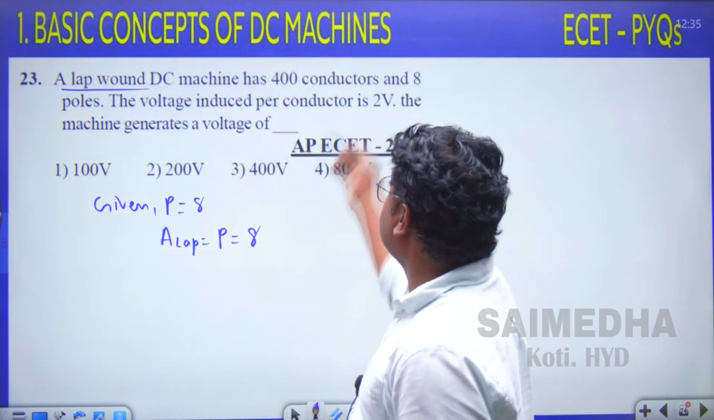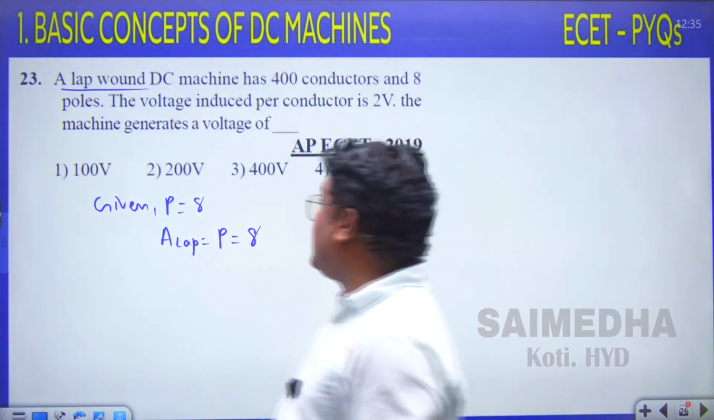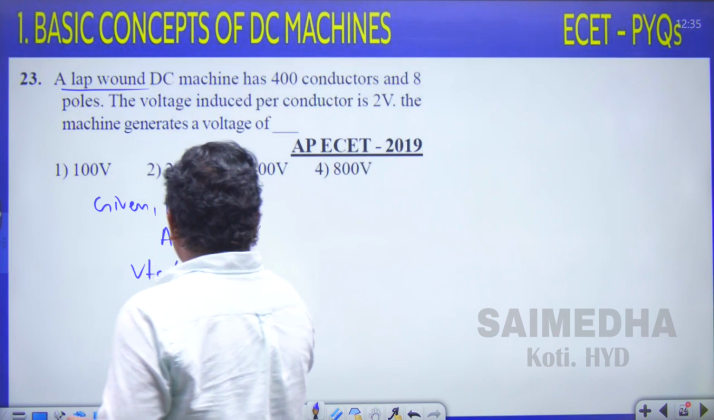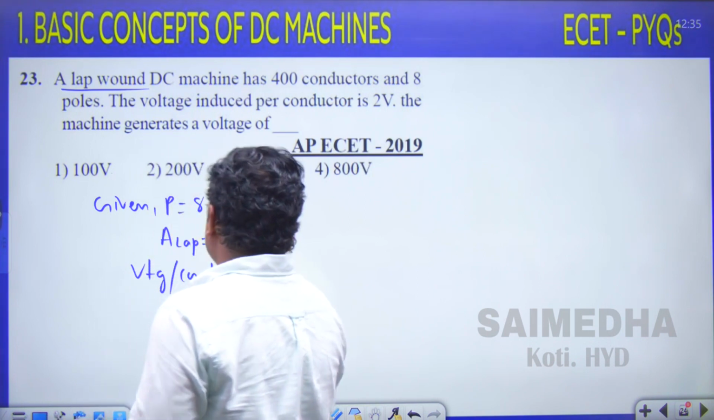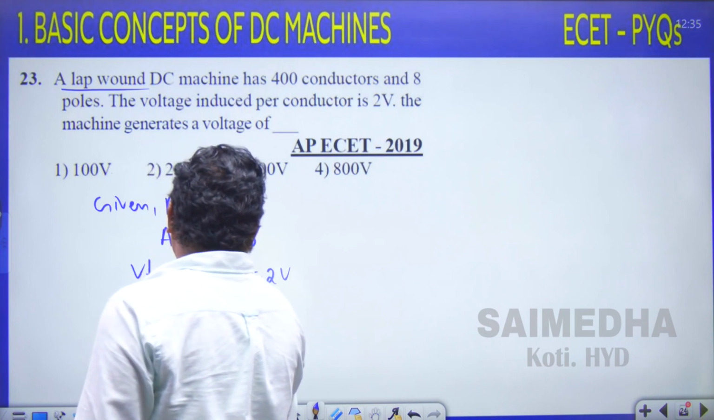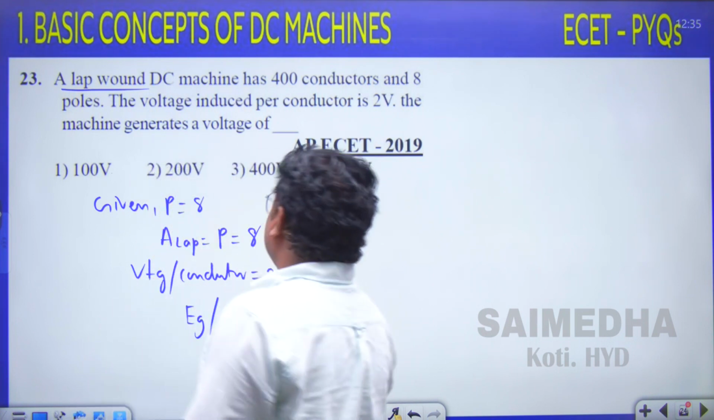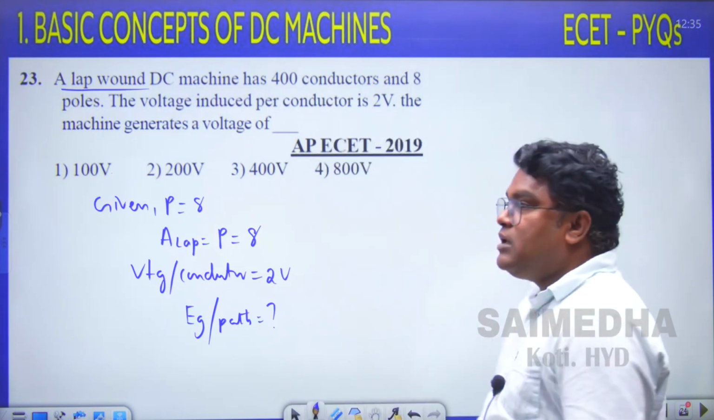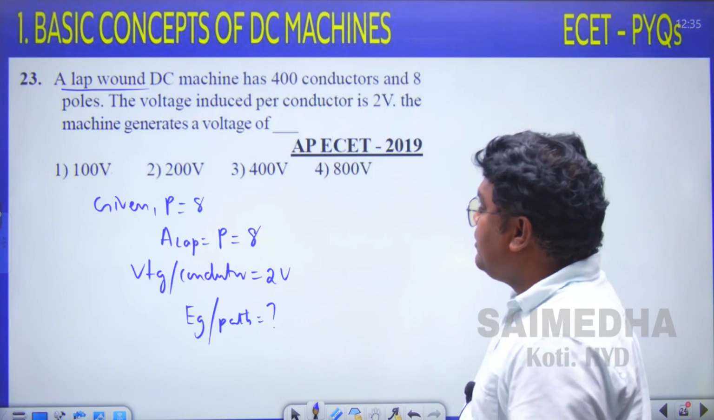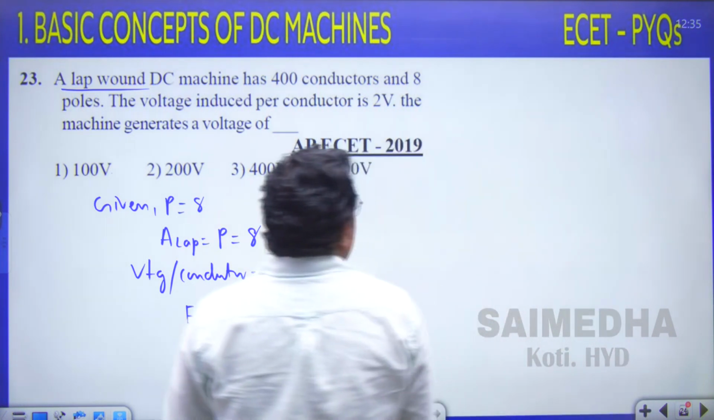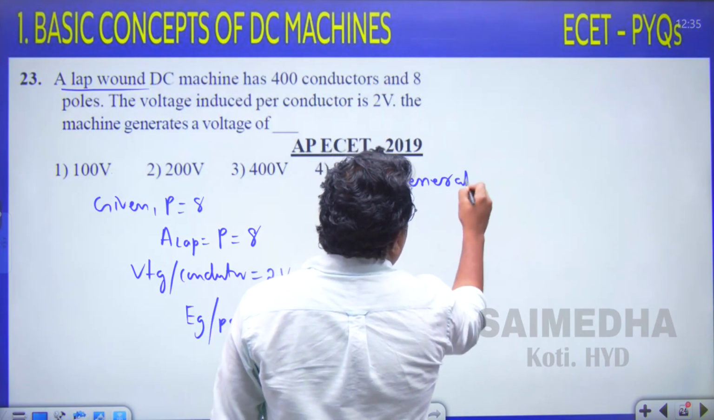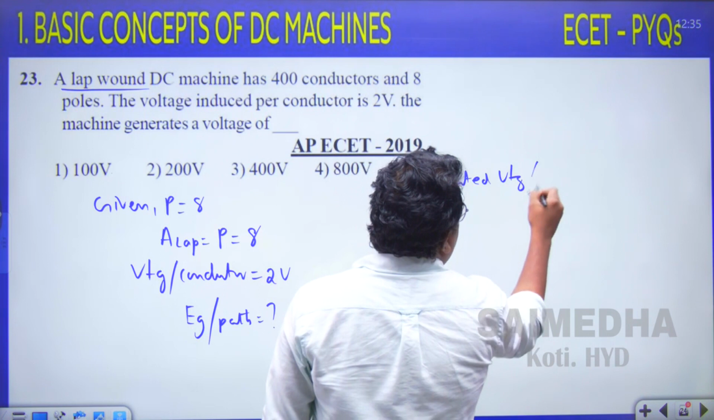Also mentioned is the generated voltage per conductor, which is equal to 2 volts. So we require the generated voltage per path. The machine generated voltage is always represented per parallel path only. That's why we need to find out the generated voltage per path.